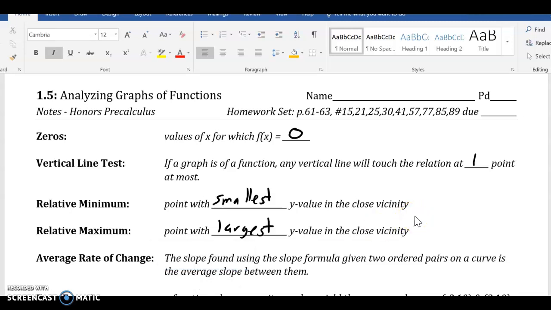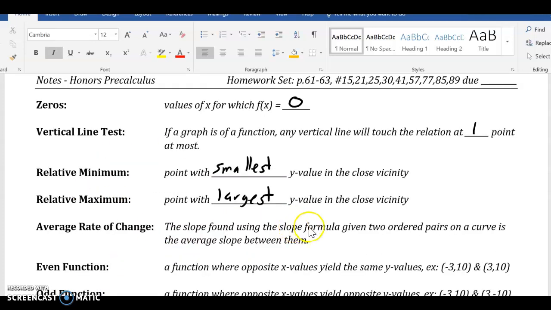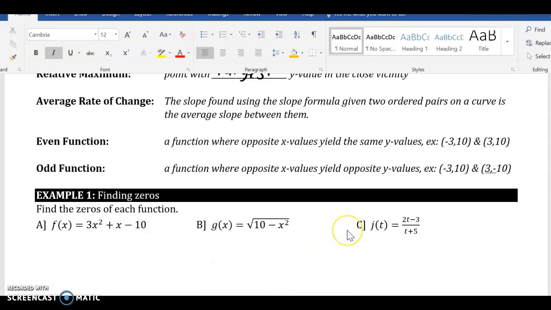We are looking at section 1.5, analyzing graphs of functions. We've got a few notes here just to fill out. In terms of definitions and things, I'll let you copy those. I'm not going to read through all of this, so I will pause for a moment. If you need more time, you can also pause the video. So again, just some definitions and things that we need to be aware of.